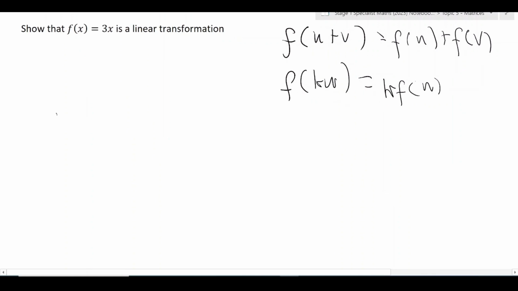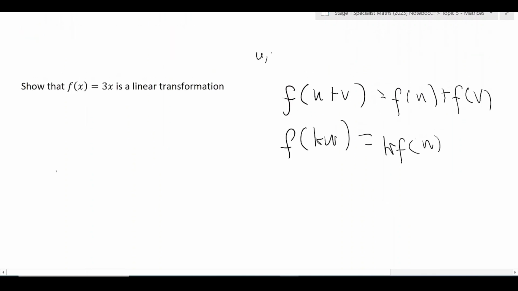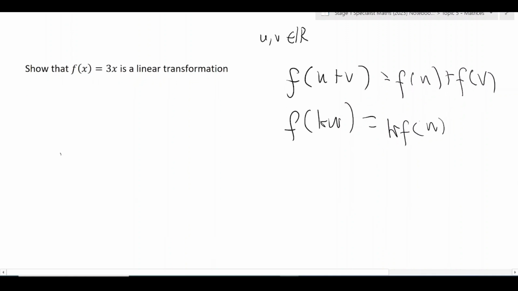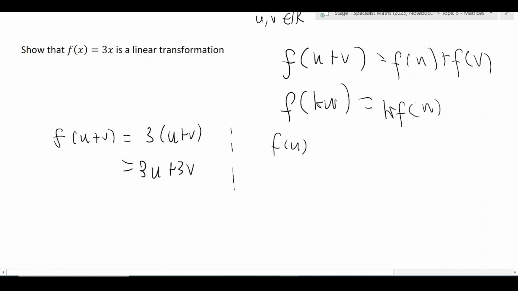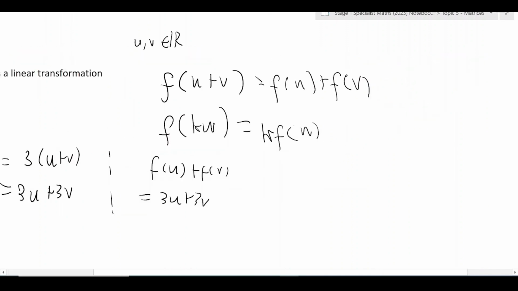So u and v are just going to be real numbers in this case. This is not a vector function, this is just a normal function. So f of u plus v is going to be 3 times whatever I put in, u plus v, which is going to be 3u plus 3v. And also f of u plus f of v is going to be 3u plus 3v. Oh my goodness, they're the same. So this first condition is true.